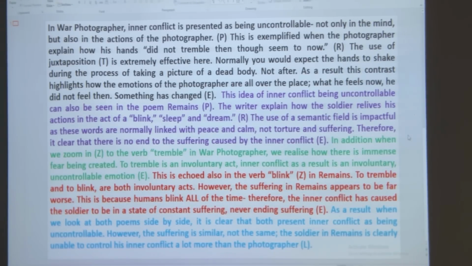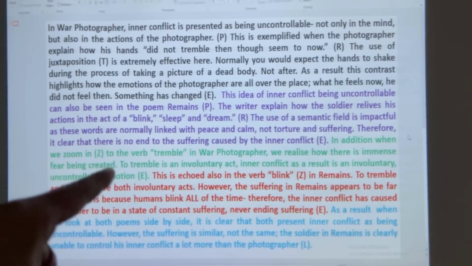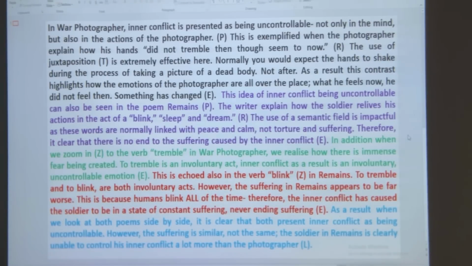I want to link it back to my point. This is echoed, guys, I mean this is also seen. This is echoed also in the verb blink in Remains. To tremble and to blink are both involuntary acts. Now I'm bringing my poems together. So guys, I've gone there and I've bounced, then I bounce back and now go again.